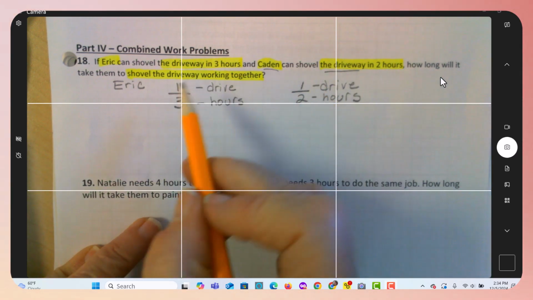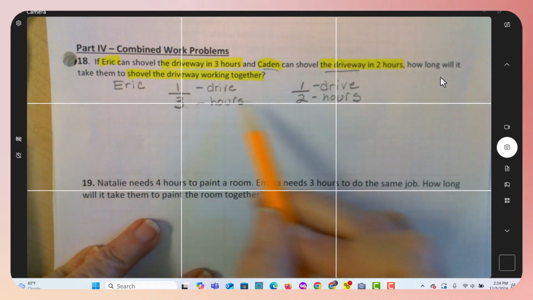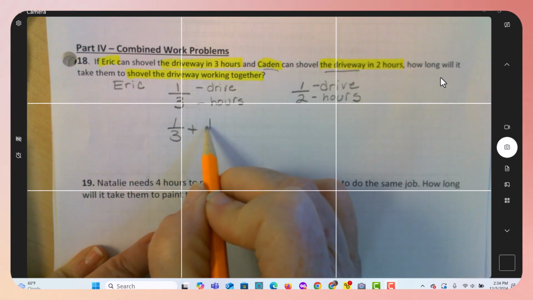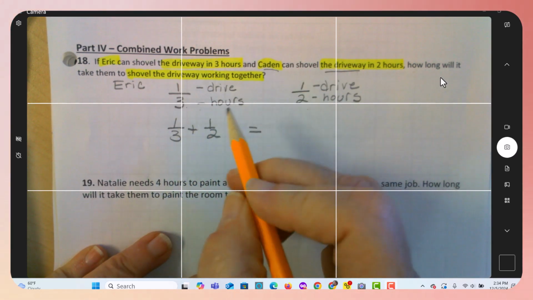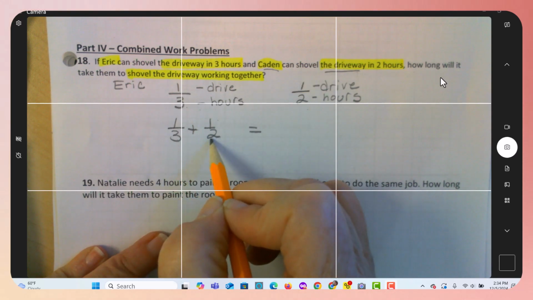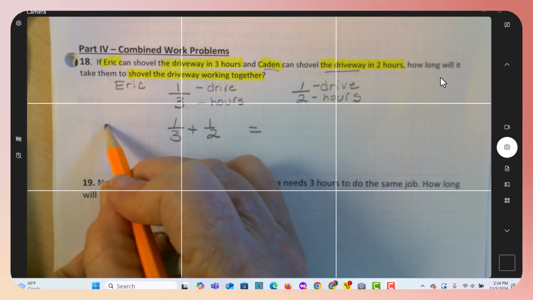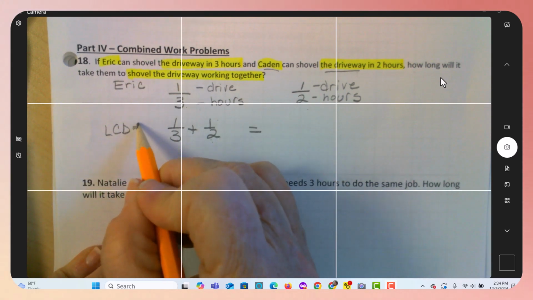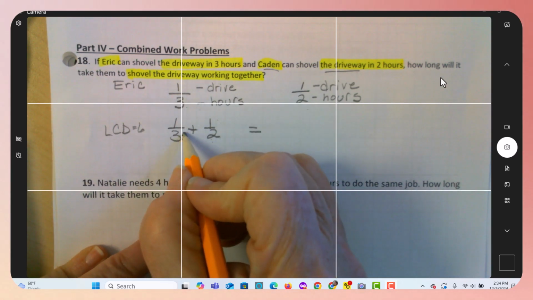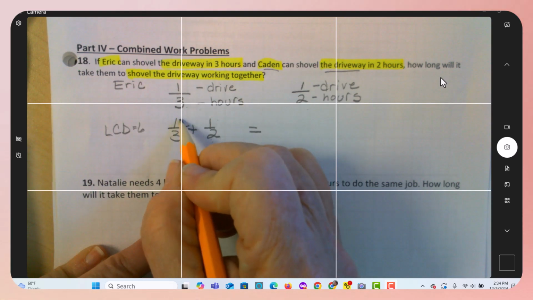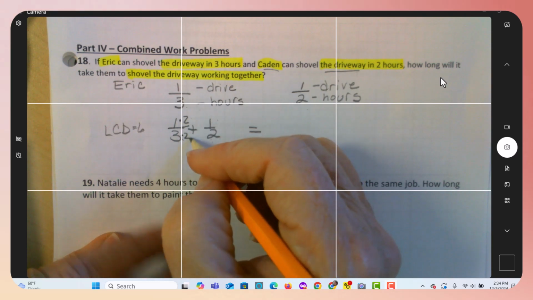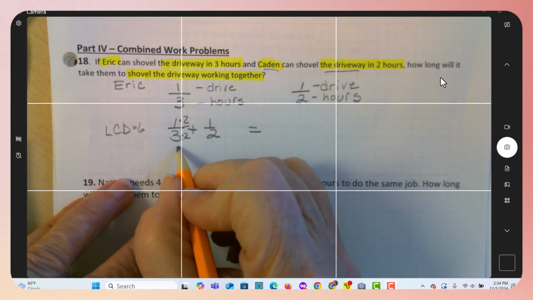Now we're going to calculate this by adding these two together because they're working together. So 1/3 plus 1/2 is equal to, we need a common denominator. Okay, 3 times 2 is 6. So our common denominator is 6. To get 3 to turn into 6, we have to multiply by 2. Whatever we multiply on the bottom, we have to multiply on the top. Okay, because 2 over 2 is 1. So 1/3 becomes 2/6.